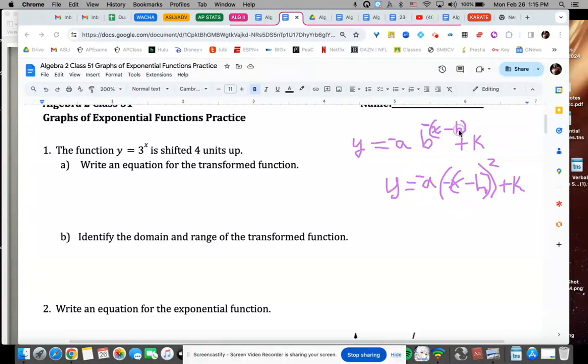But the h and the k were the shifts. The h is the shift left and right, and that's always opposite of what you think. So if it's x minus 5, that's actually shifting to the right 5. And then the k is shifting up and down, and that's just like it looks. So if it's plus 5, it's shifting up 5. So that's very similar to what we did before with quadratics and the square root function. We did that as well, same thing. So it should look very familiar.